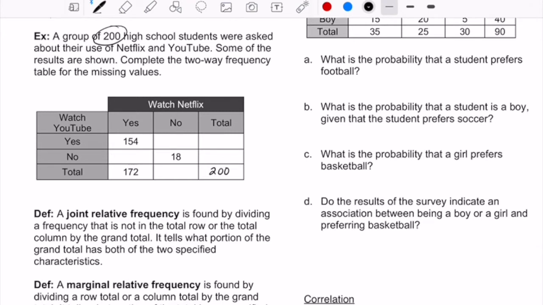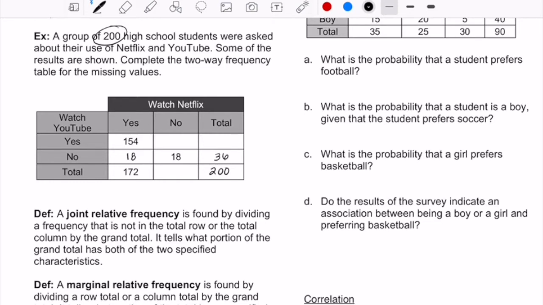Notice that in the yes column, you know that there's 172 students total that said yes. So you can use subtraction to figure out that 172 take away 154 means 18 students said yes to watching Netflix, but no to watching YouTube. And then working off the information that you're given here, 18 plus 18 gives you 36. So there's 36 total students that said no to watching YouTube overall.